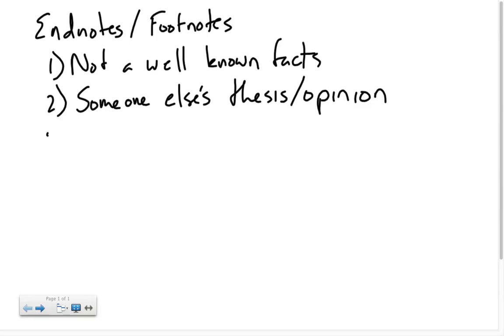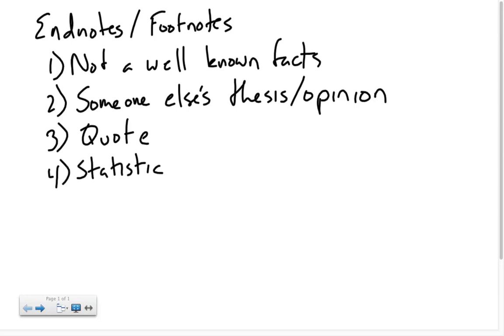Number 3, a direct quote, all right? You got a direct quote. Number 4, a stat. 37% of all Americans love research papers, according to the National Research Paper Association of America. Right? Cite that. All right?